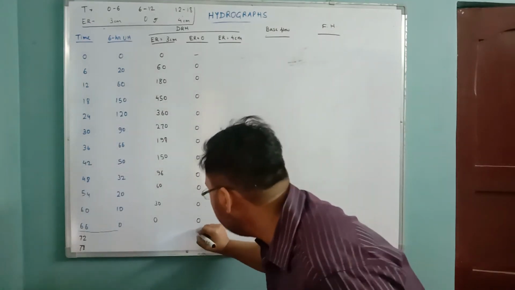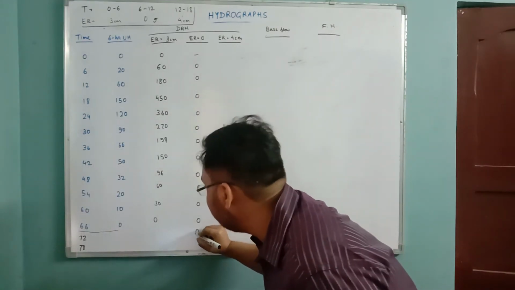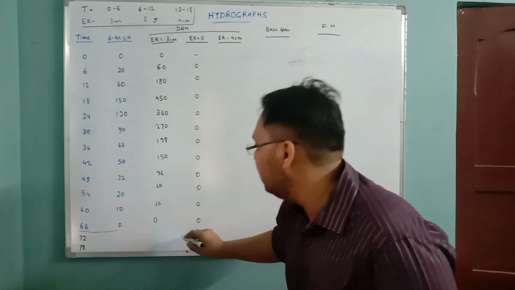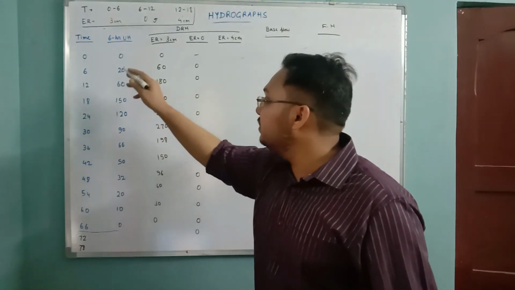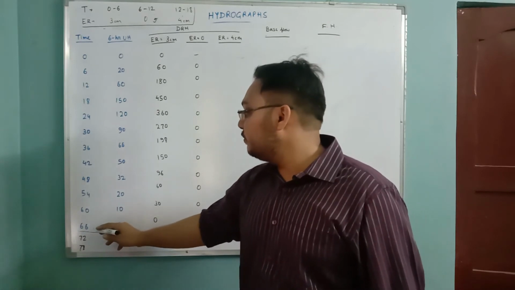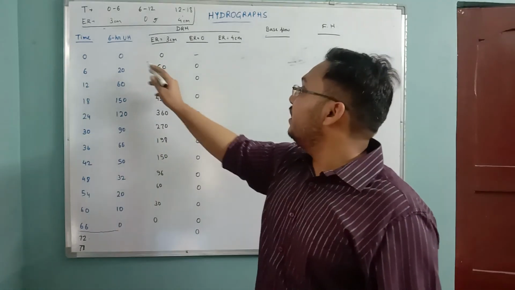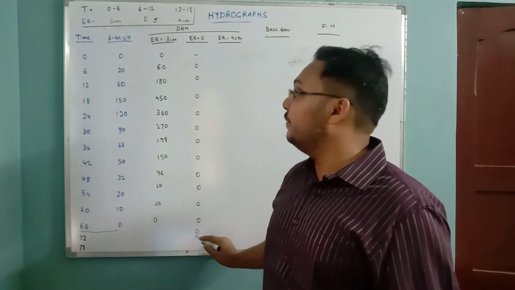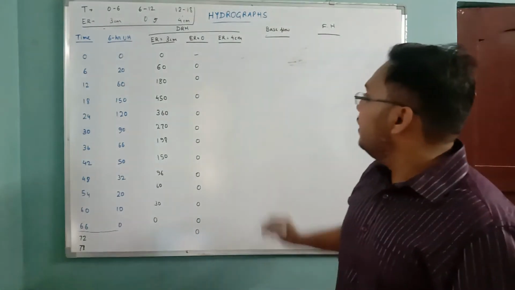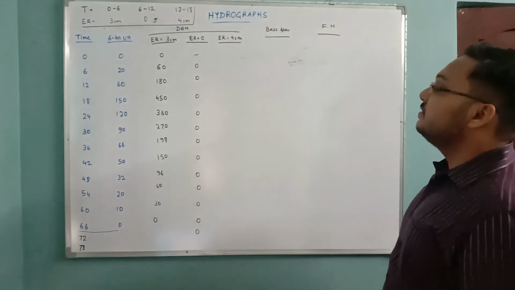And we will continue till the 72nd hour, because the base time is 66. The unit hydrograph is continued up to the 66th hour. We started it 6 hours late, so we are going to continue it until the 72nd hour. So this was for the second phase.